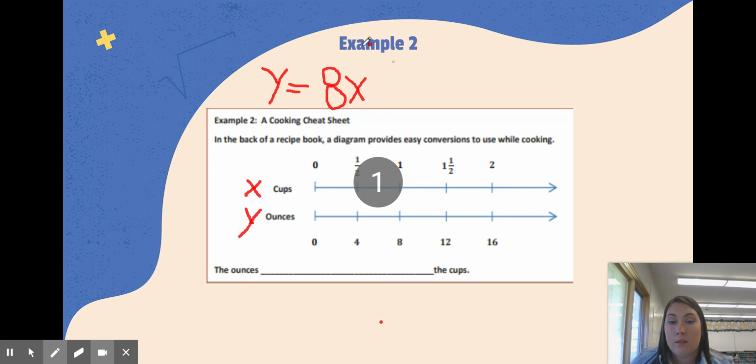So this proportional relationship can be looked at as Y equals 8 times X.